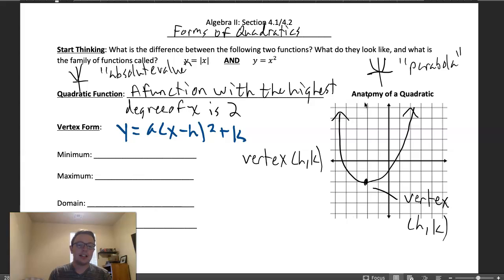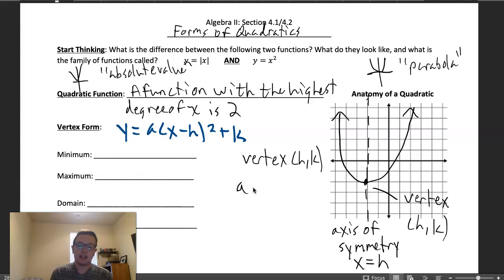We have the line that the parabola is symmetric about, or the line where we could fold this parabola in half and the two sides would be the same. That is called our axis of symmetry. And the axis of symmetry will always be a vertical line. Vertical lines are always x is equal to, and it's just the x-value of our vertex, so it's x is equal to h.